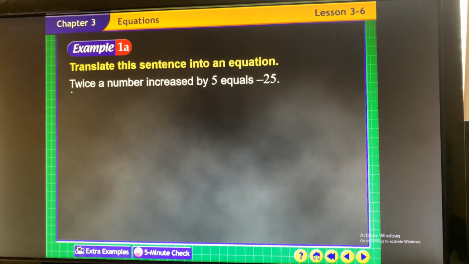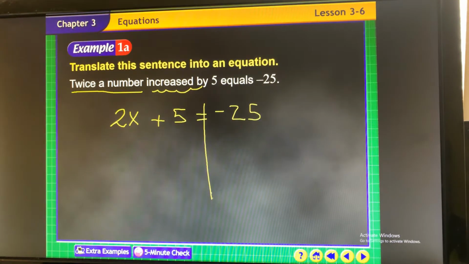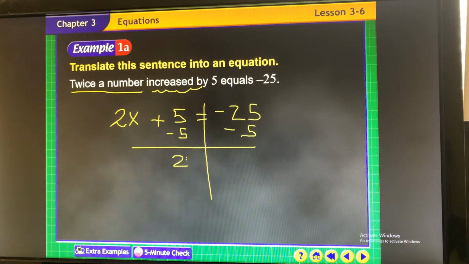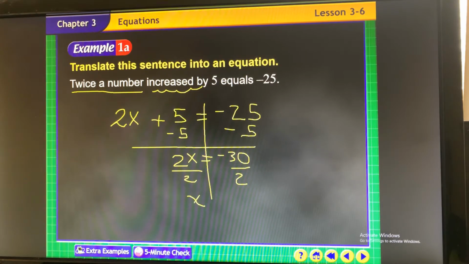Okay, so twice a number increased by 5 equals negative 25. And then you go ahead and you solve it with our steps. Go ahead and add negative 5 to both sides, and you get 2x is equal to negative 30. Divide both sides by 2. X equals negative 15. Then that's your solution, of course.